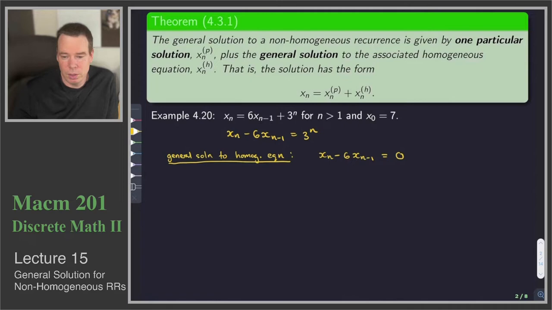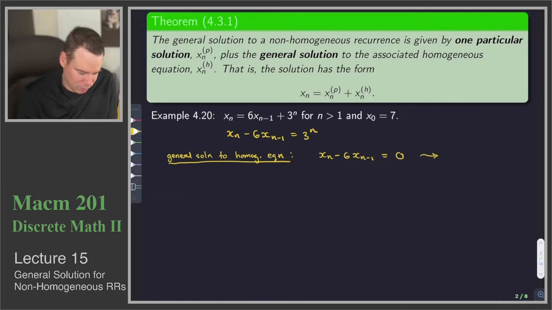Well, we know the general solution to an equation like this. We could appeal to the characteristic polynomial if we wanted to do it that way, or we can just go way back to where we first started looking at solutions to homogeneous equations and see that this is really just saying x n is 6 times the previous term, and so we know that the solution is 6 to the power of n. So one way to do that is to just appeal to a previous result that we already knew, and you're free to do that.